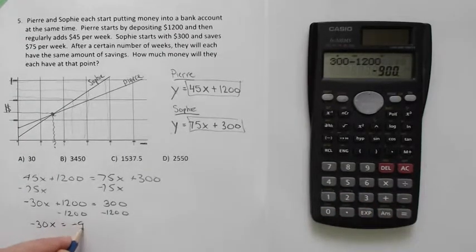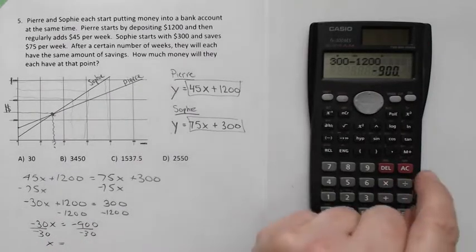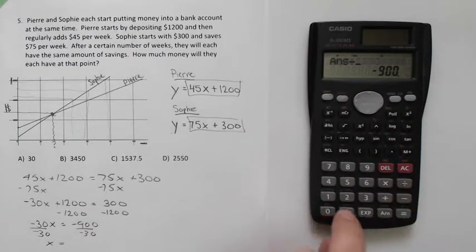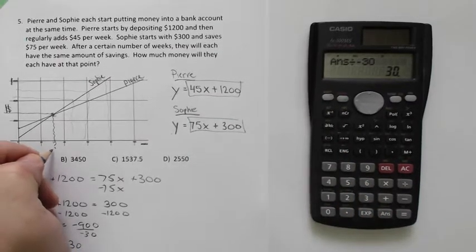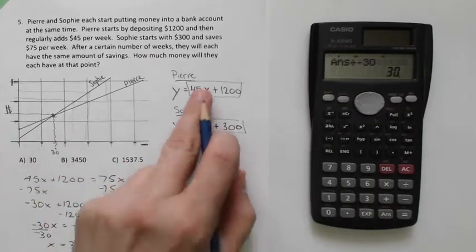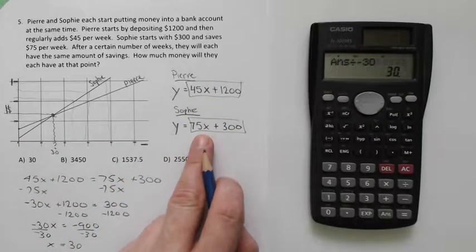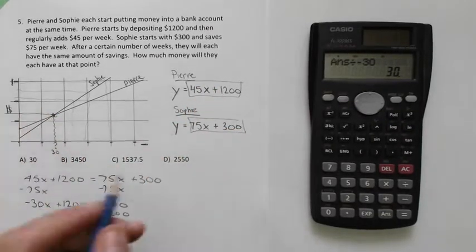And then divide both sides by negative 30. So I have negative 900 divided by negative 30. It's going to give me positive 30. So it's at 30 weeks. After they've each been saving for 30 weeks, they'll have the same amount of money. Now, how much money is that?